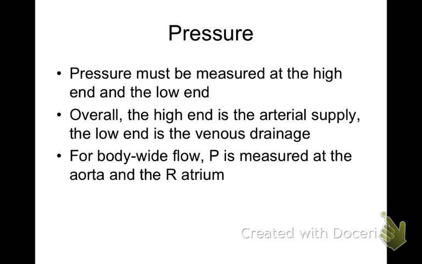So as an example, for body-wide flow, the pressure in the aorta is the mean arterial pressure, which runs around 93 millimeters of mercury if you have a default normal pressure of 120 over 80. And at the right atrium, the pressure is pretty close to 0. So you have a delta P of 93 minus 0, or 93 is your delta P. If your systemic arterial pressure goes up due to exercise, that right atrial pressure always stays pretty close to 0. So whatever your systemic mean arterial pressure is, that's going to be the delta P for body-wide flow.